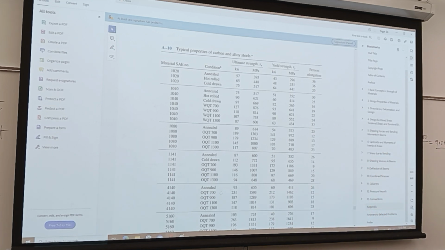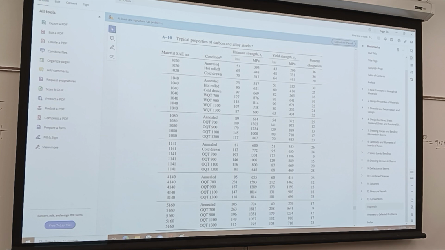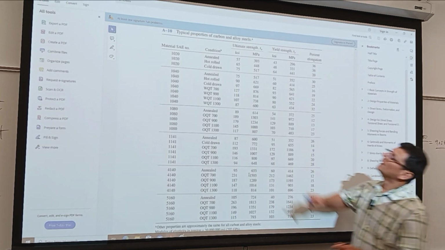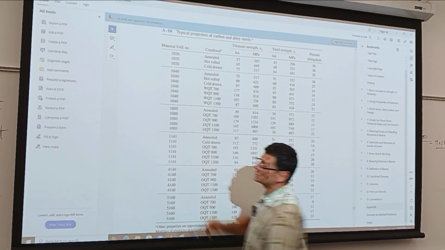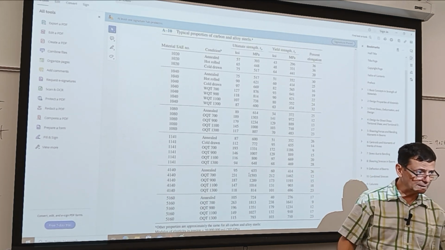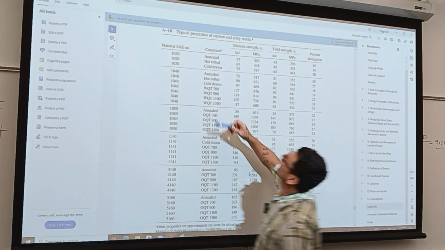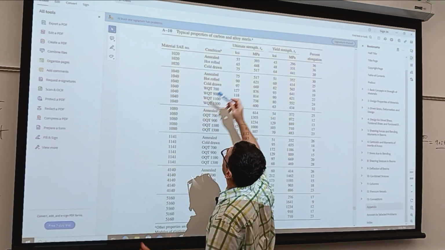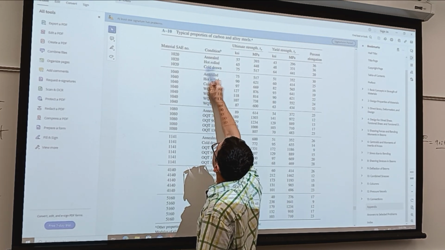Anyway, so these are carbon steels, and you can see here the condition. So it's annealed. This is a treatment where you heat it red hot, and then you slowly cool it, and it's soft and ductile. Hot rolled, larger sections become hot rolled. Cold drawn.